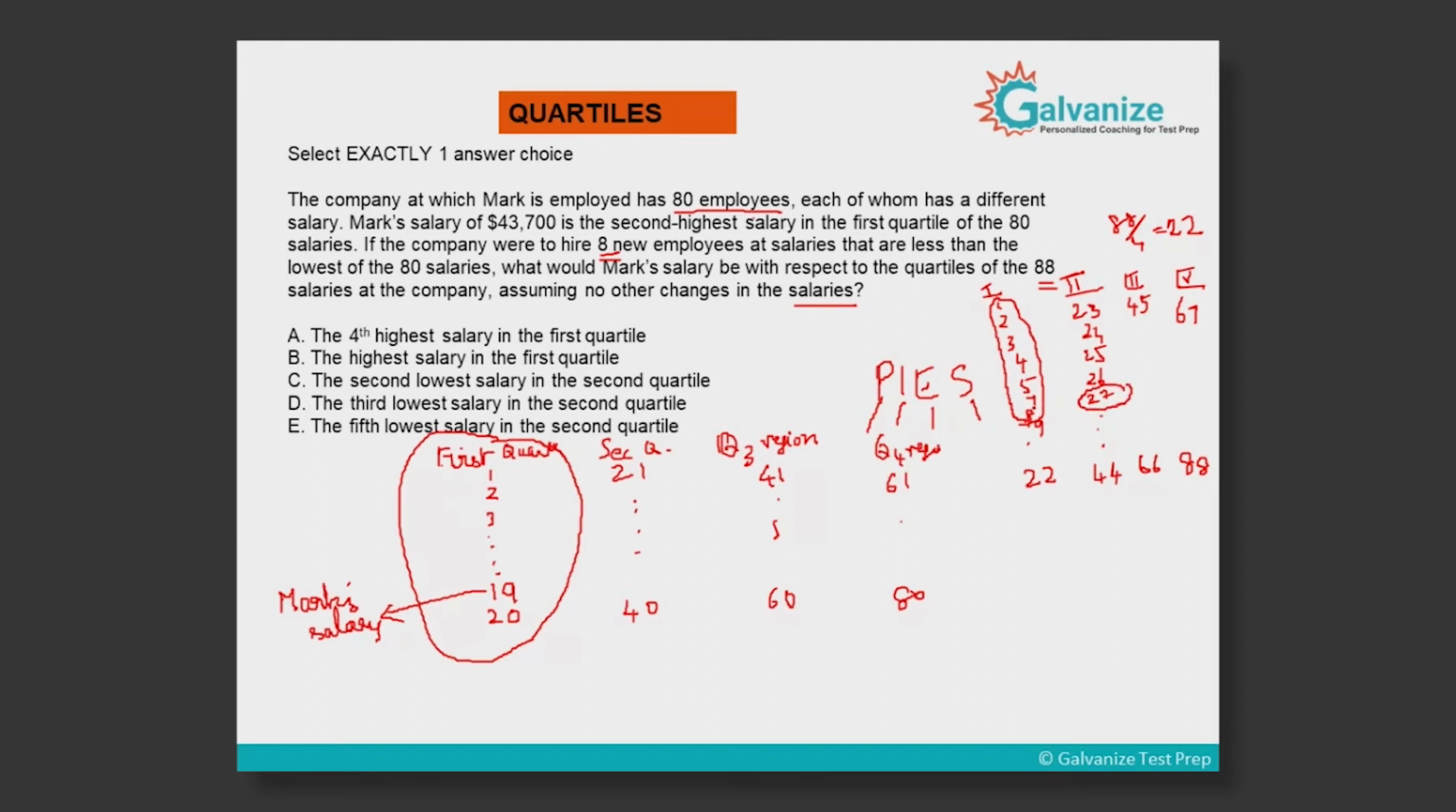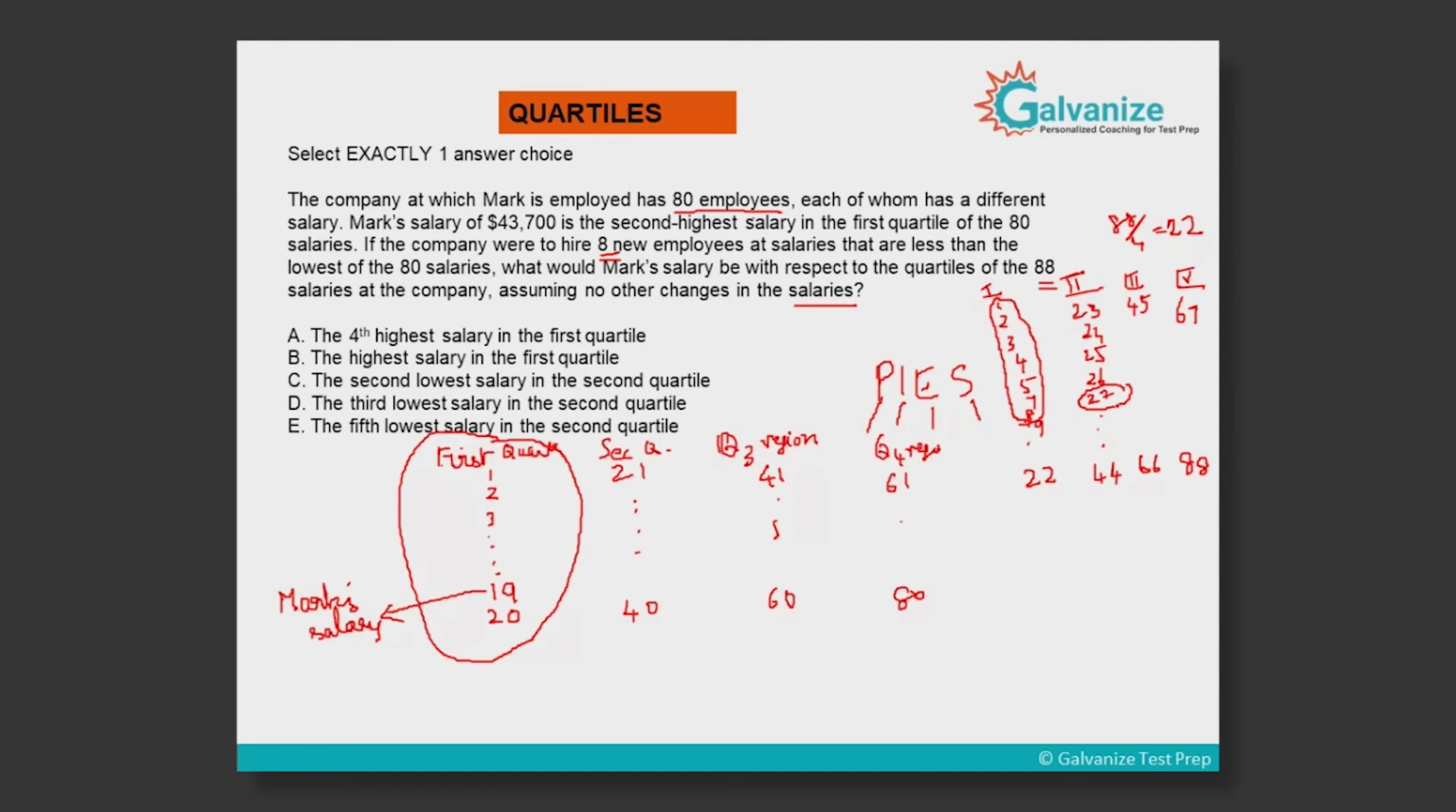So, can you see that it has fortunately gone to the second quartile, right? So, Mark's salary, the question is what would Mark's salary be with respect to the quartiles of the 8 salaries? There are 4 options here. The 4th highest salary in the first quartile, that's not it, because the 4th highest salary in the first quartile is among the 8 employees. The highest salary in the first quartile is 22.